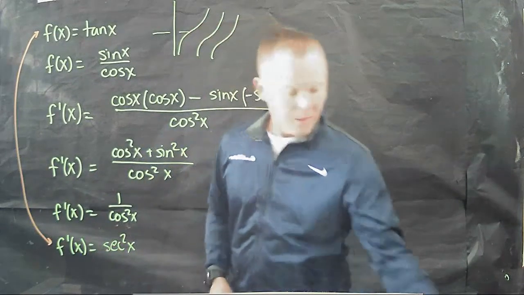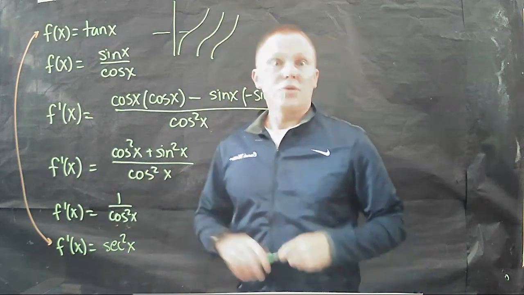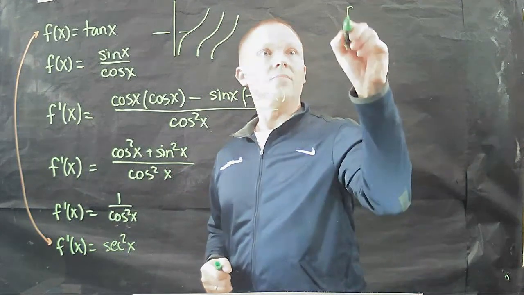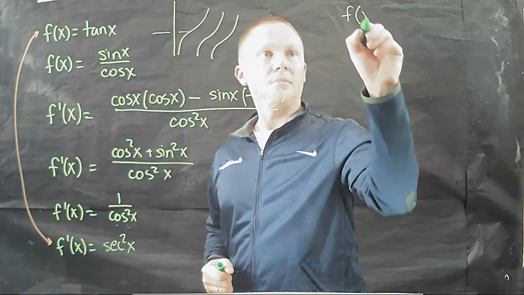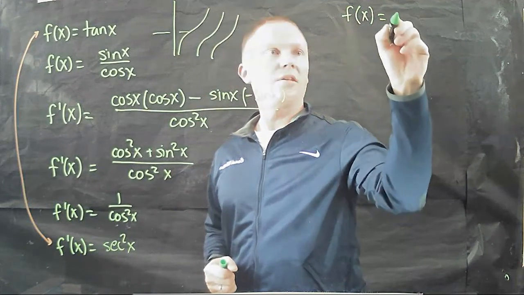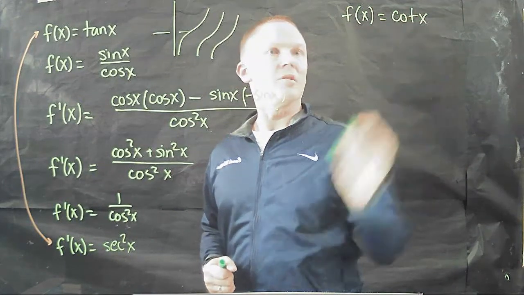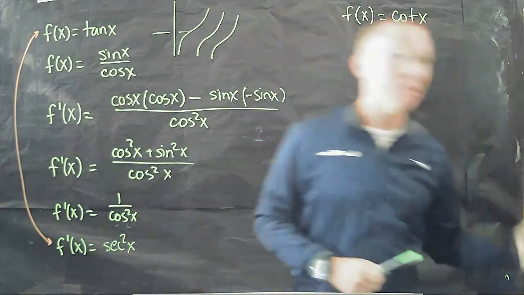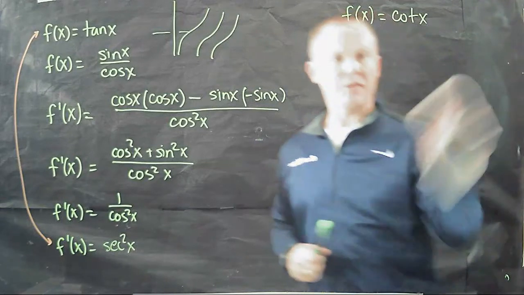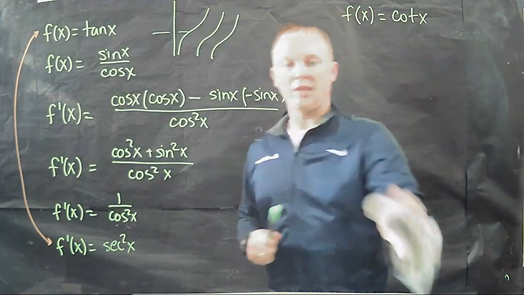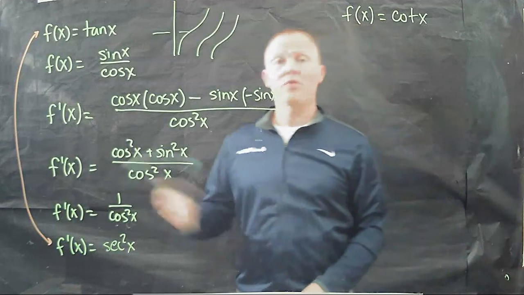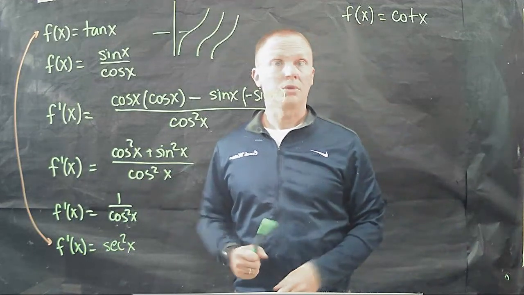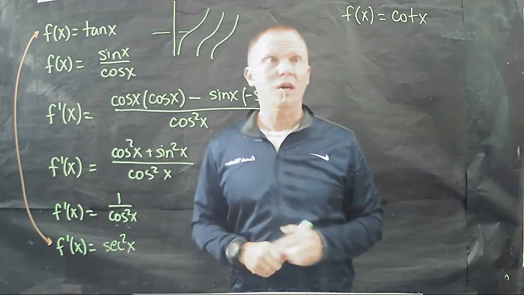Okay? All right, let's do the cotangent. What if I said the cotangent of x? Now there are a few ways that you could do the cotangent of x. You could write it as 1 over the tangent. You could also write cotangent as cosine over sine. Let's do that.